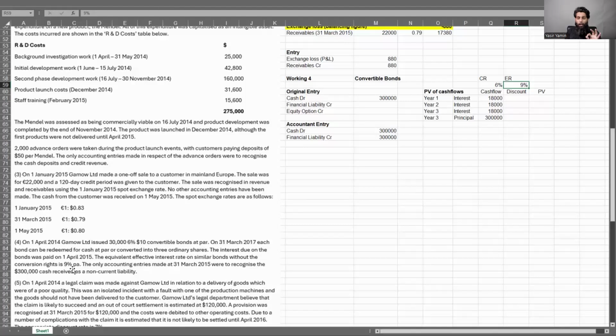Discounting is always done on market values. Discounting is always done on effective rates. A thousand times I've told you, discounting is always done on market rates. So you need discount factors at 9%.